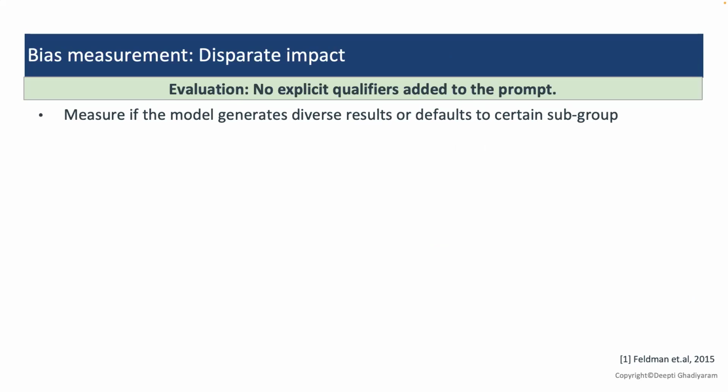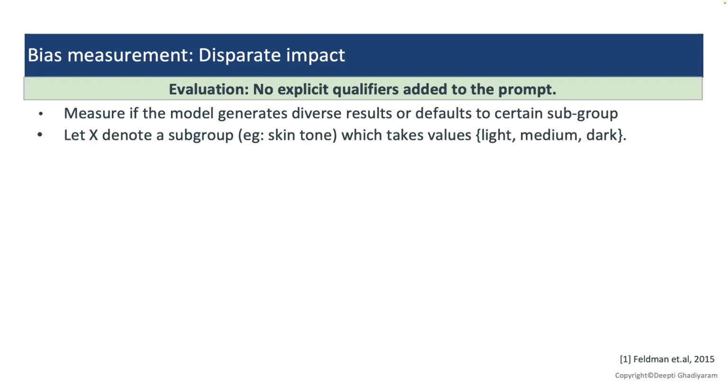Before I jump into the results, I also want to introduce the metric that's commonly used for fairness evaluation. The way we posed if a model is being fair or not is to understand if a particular subgroup is being preferred over the other. So let's consider the running example of skin tone being the subgroup, and we have three different values to it. Let's say lighter skin tone, medium, and dark.